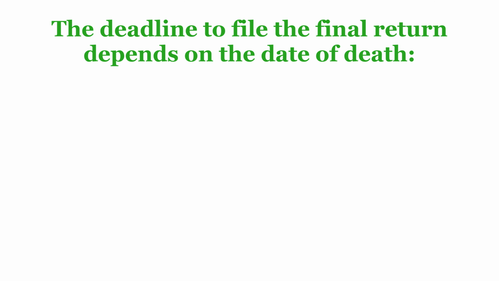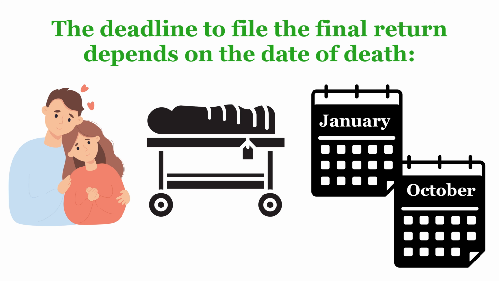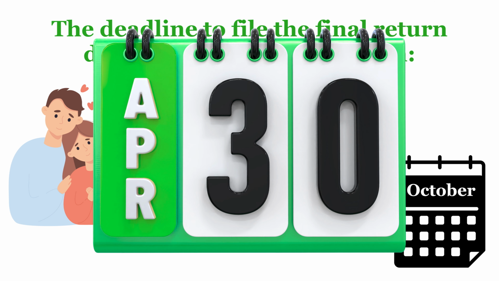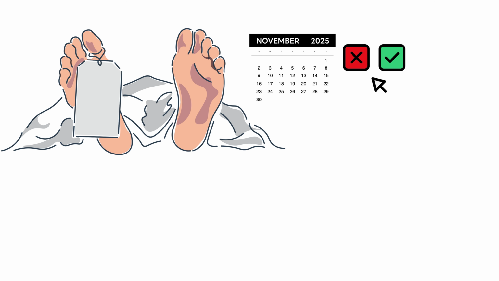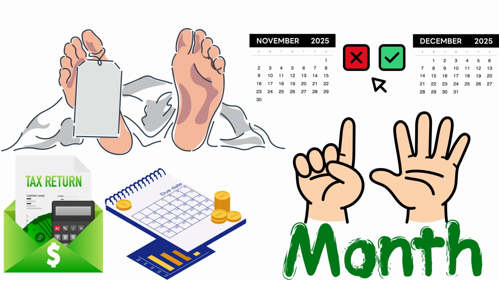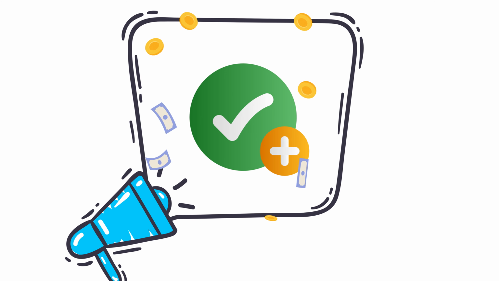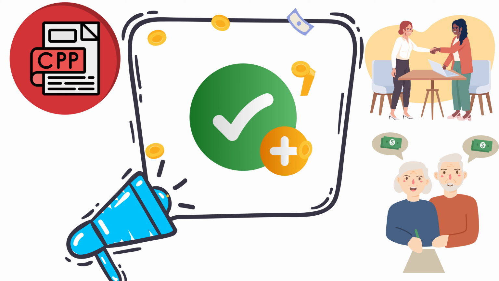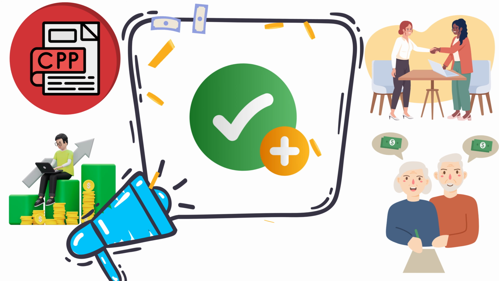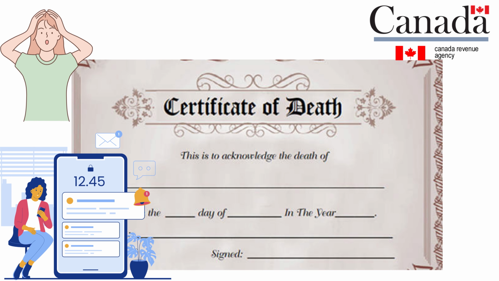The deadline to file the final return depends on the date of death. If your spouse passed away between January and October, the return is due by April 30th of the following year. If the death occurred in November or December, then the return is due 6 months after the date of death. You'll need to include all sources of income such as employment, pensions, CPP, and investment income, up to the date of death. Also, don't forget to notify the CRA by providing a copy of the death certificate.